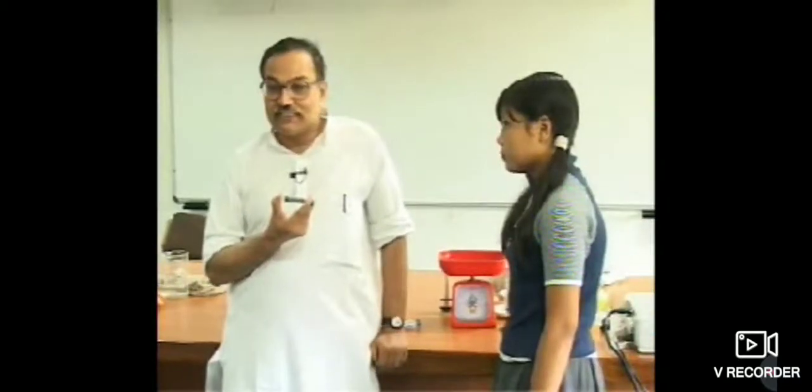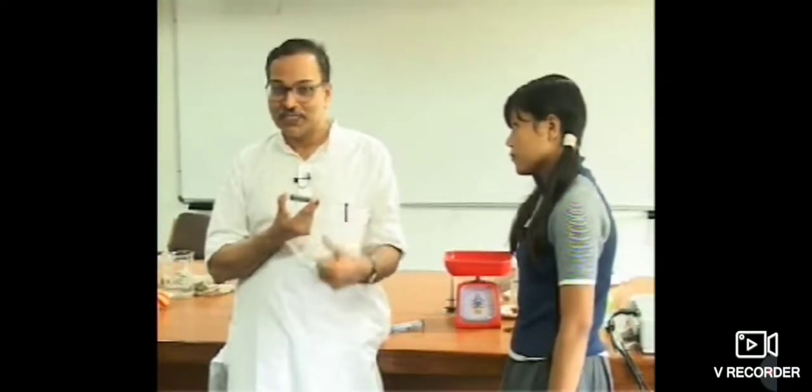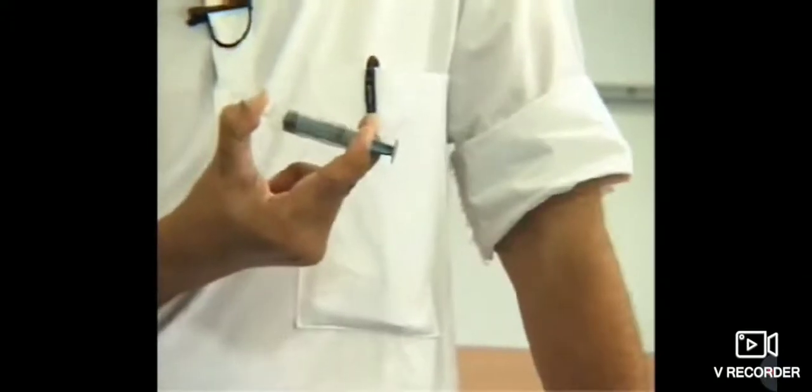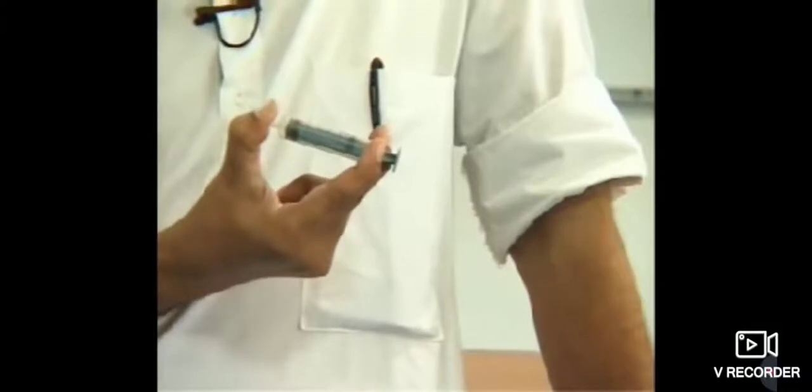Now I am holding this syringe in a horizontal direction with the piston towards you. What is this direction? This is south. Now pull the piston towards yourself. In which direction are you applying the force? In the south direction. You have to apply a large force in the south direction because air is applying a force in the north direction. Now leave it. What did you see? The piston goes towards north. What pushed it towards north? The air. So air is exerting a force in the north direction.